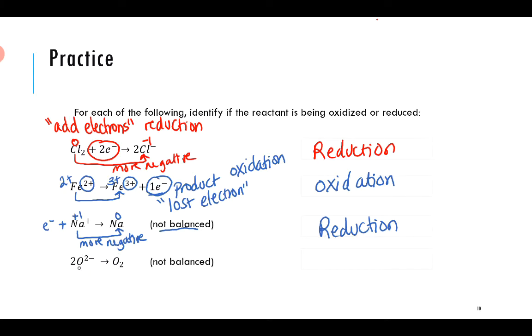Now we have something that's a 2- oxidation state going to something that's a 0 oxidation state. This is becoming more positive, so this last one is oxidation. Now let's think about the electrons. Each oxygen here is going to need to gain 2 electrons. We have a total of 2 oxygens, and so 2 oxygens times 2 electrons would mean 4 electrons in order to balance that.